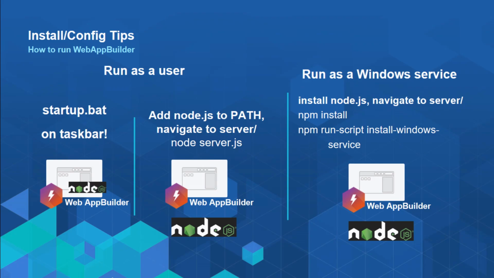There's a couple different ways that you can run Web AppBuilder. You can run it simply from startup.bat, obviously, and that runs a command window and launches a browser for you. You can run it manually from your command line with a node call to server.js. You can also run it as a Windows service and have that running something you can start and stop automatically or have deployed as part of your own policies.